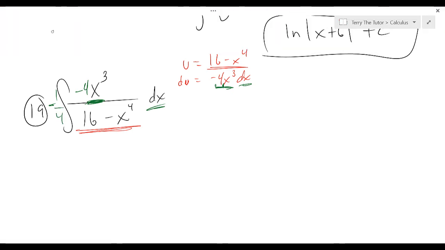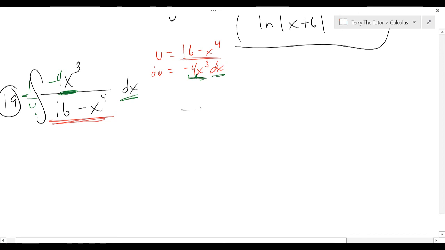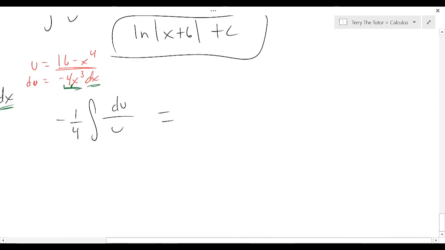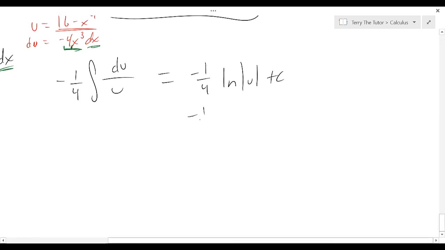And now I can substitute for u du. I've got negative 1 over 4 integral of du over u, or negative 1 over 4 natural log of the absolute value of u plus c, or the negative 1 over 4. Actually, let's go ahead and do that first. What we can do by property of logs is bring any coefficient into the exponent.